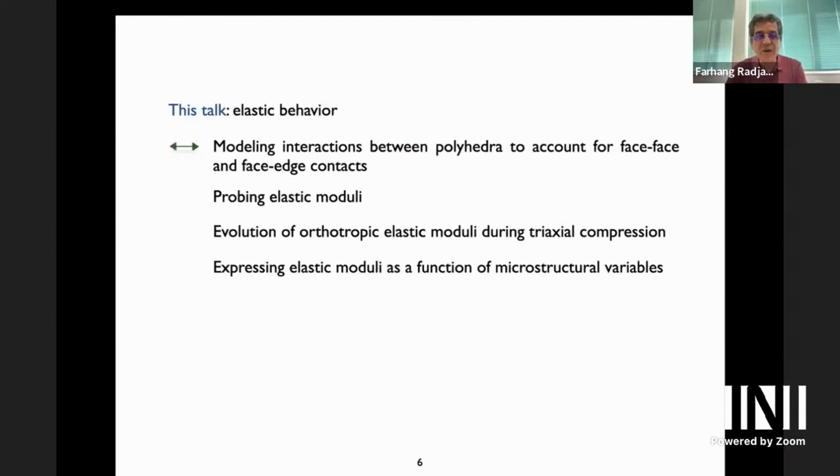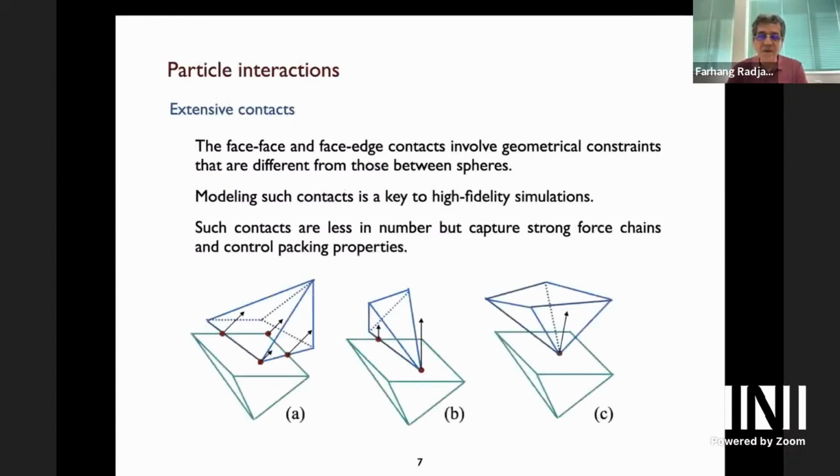So this recent work, mostly first maybe 2 words about the interactions between polyhedra, how we model them, then how we probe elastic moduli, how the elastic moduli evolve, and how they are related to the microstructure.